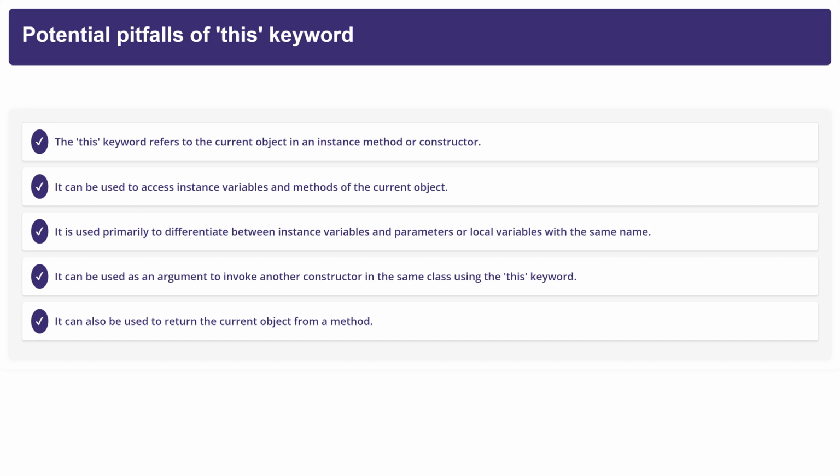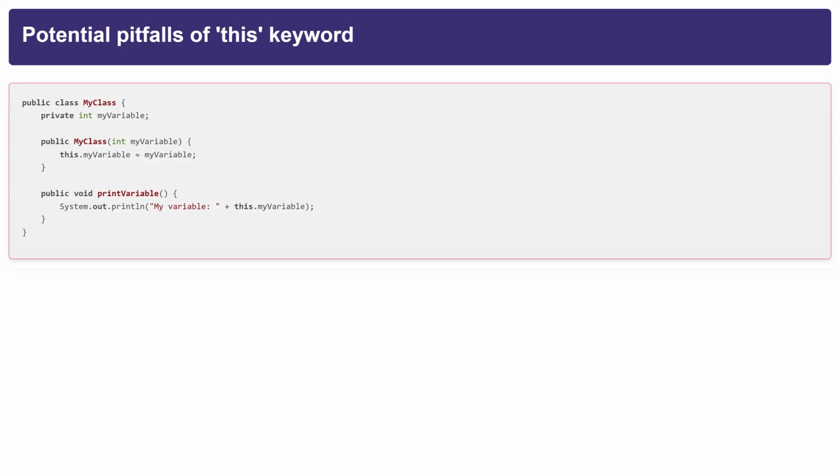In this example, this keyword is used to differentiate between the instance variable, myVariable, and the parameter, myVariable, in the constructor. It assigns the value of the parameter to the instance variable. In the printVariable method, this keyword is used to access the instance variable and print its value.